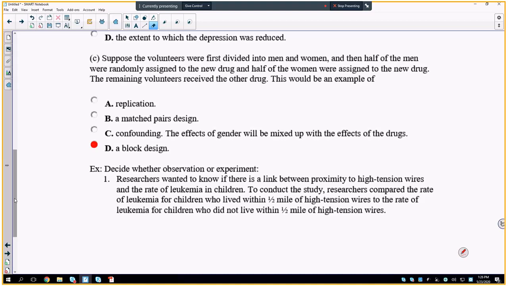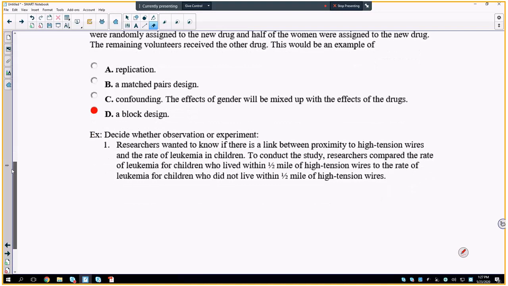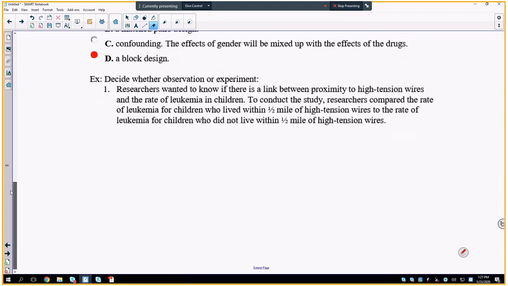Option C is confounding. This would be an example of confounding because the effects of gender will be mixed up with the effects of the drugs. That is an interesting thing to think about, but as far as we know, we have no information to suggest that gender has any effect whatsoever on level of depression or the response to the drug. So we wouldn't choose C, we would choose D, a block design, because we're splitting them up as men and women. Those are the blocks. And then within each block, we're randomly assigning some will get the drug and some will not.